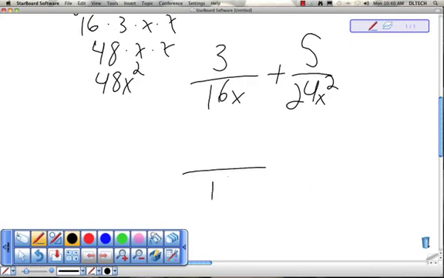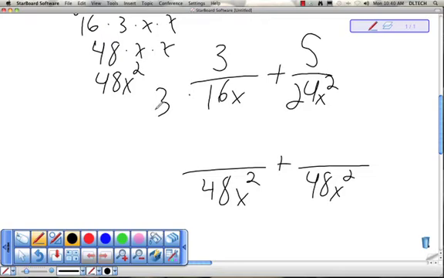Now we need to find an equivalent expression with the new denominators. So we ask ourselves, 16 times what will give us 48, which is 3, and x times what will give us x squared, which is x. So we need to multiply the top and the bottom by a 3x. And when we do that, we'll get 9x here in the new numerator. And now 24x squared. So 24x squared times what will give us 48x squared? And the answer is 2.